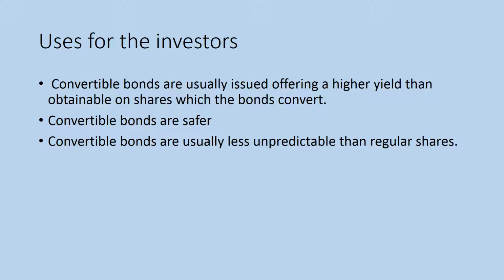There are uses for investors. Convertible bonds are usually issued offering a higher yield than obtainable on shares which the bond converts. They're safer, and convertible bonds are usually less unpredictable than regular shares.